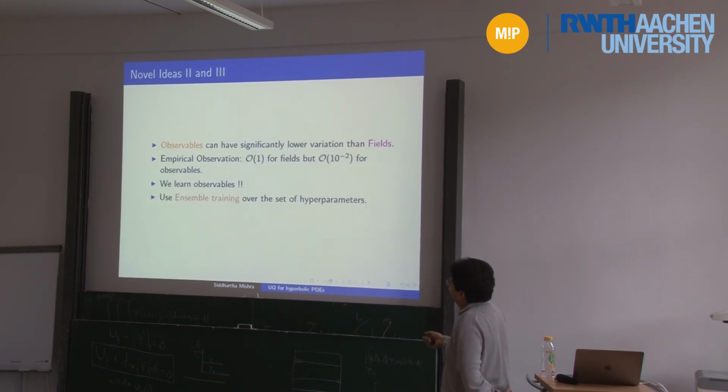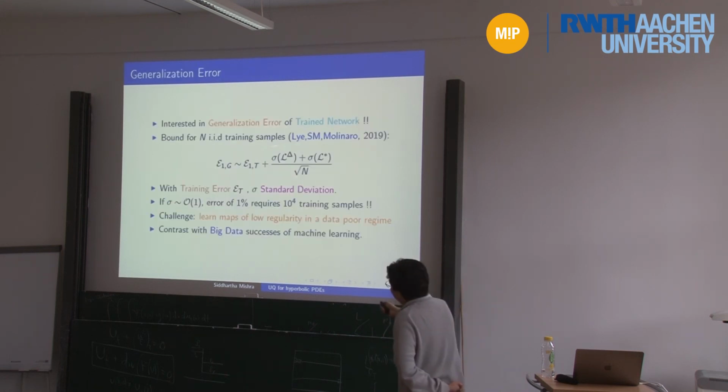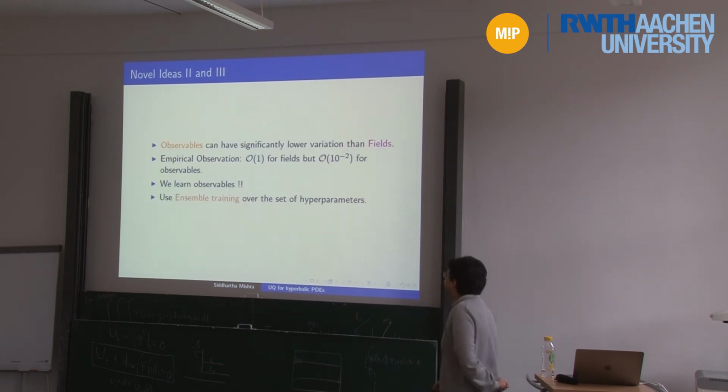Then we remember that we are always computing observables. And observables have lower variance than the fields, because observables involve some averaging. So because of that, the sigma for an observable is smaller than that of a field. So we are on good grounds there. And this is an empirical fact, meaning there is no theorem, but it is an empirical fact. So we always try to learn observables. And we also do a more systematic training over the hyperparameters. You'll see as a result what happens.